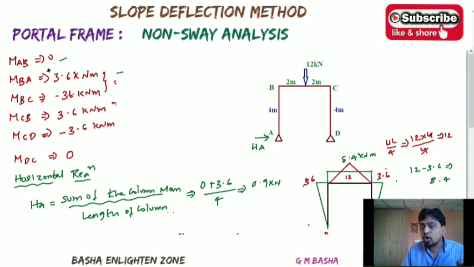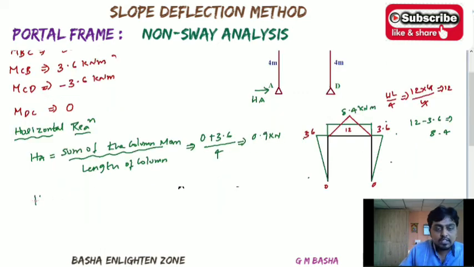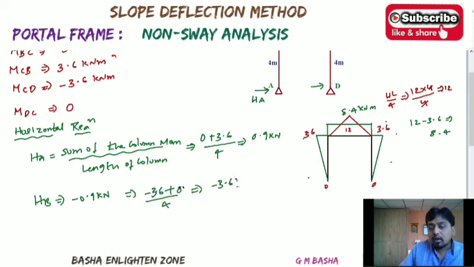Take sigma MB equal to 0 and resolve the forces up to B. I showed that very clearly in the last problem, but there is no need to calculate all these things. Directly use the formula whenever no horizontal force is given on the column. Then HB will be the same due to the symmetrical condition. If you assume the direction towards right, you will get minus 0.9 kilonewton, because it is minus 3.6 plus 0 by 4. Then you can change the direction and change the sign also. That is the way for finding the horizontal reactions.